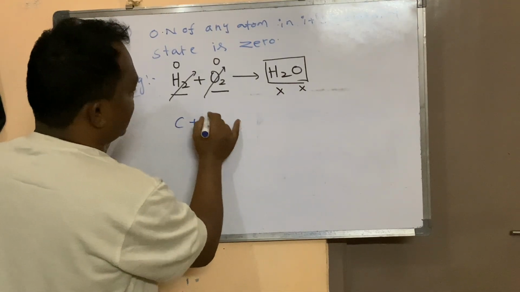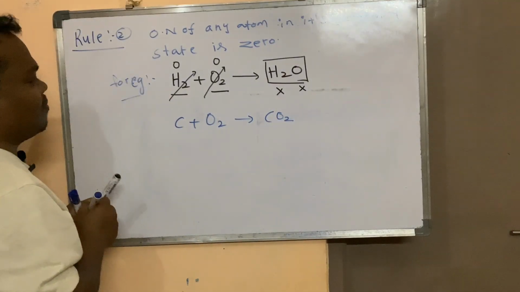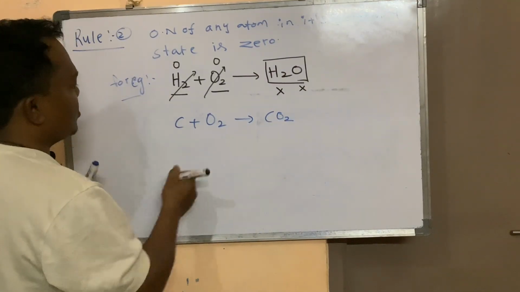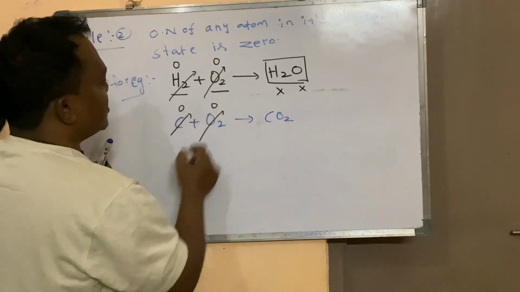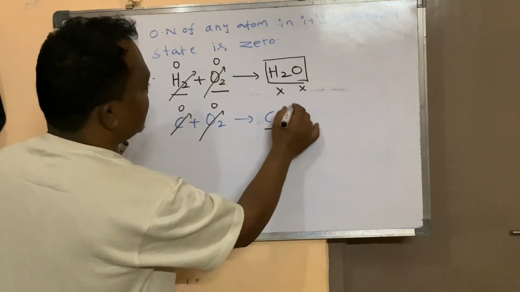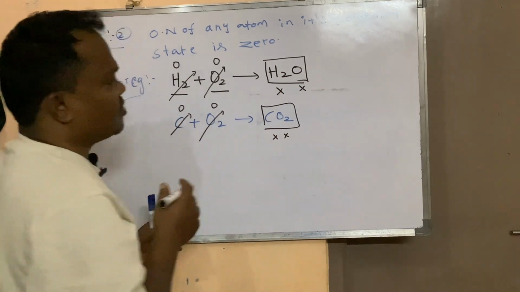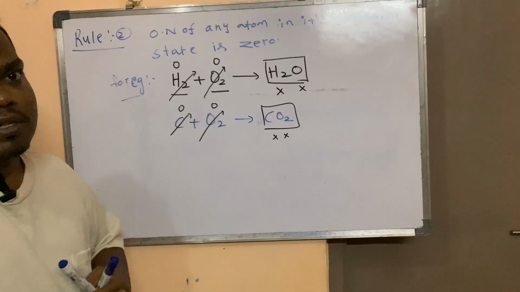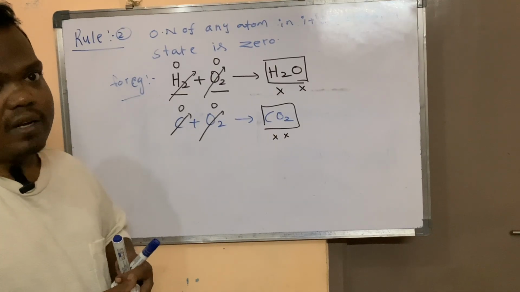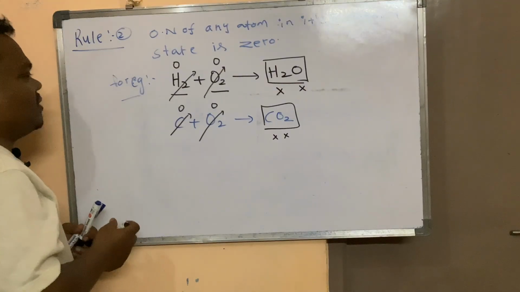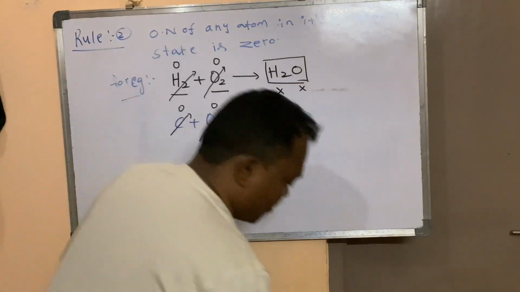Let me take one more example: C plus O2 gives CO2. In this example, carbon is in elemental form, so its oxidation number is 0. Oxygen is also in elemental form, its oxidation number is 0. But in CO2 they are in the combined state, so we cannot say it is 0; we are going to calculate that. Let me go with some more rules, then we can calculate this properly. I hope you understand this rule number 2. Let me move on to rule number 3.